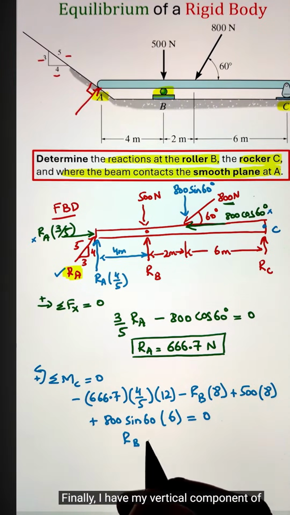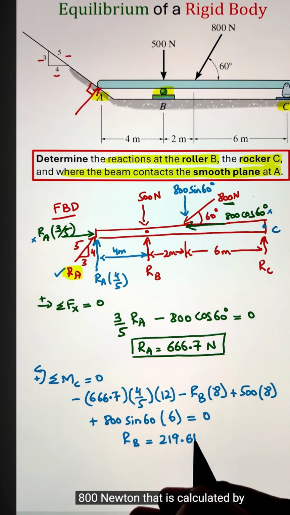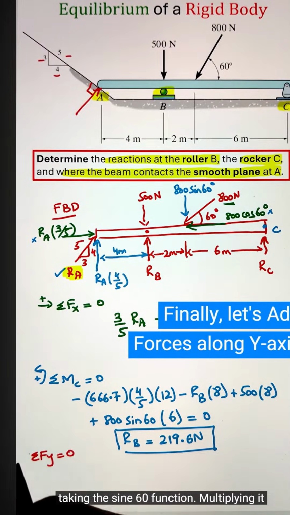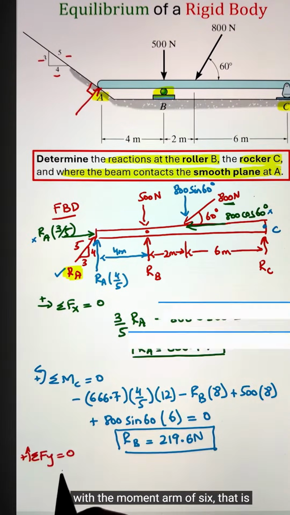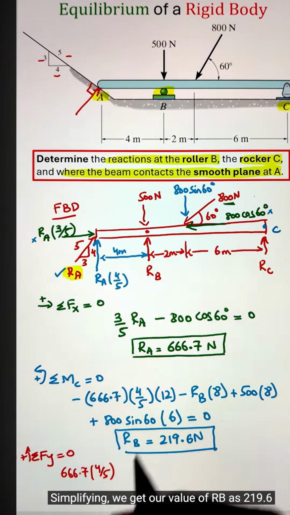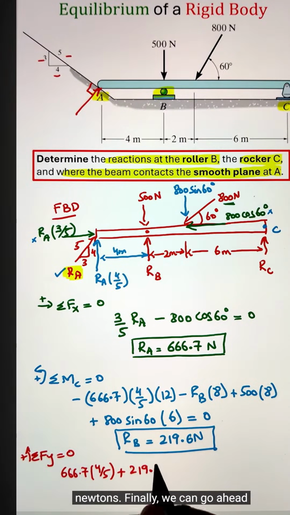Finally, I have the vertical component of the 800 Newton force, which is calculated by taking the sine 60 function, multiplying it with a moment arm of 6. That is going to create a counterclockwise moment. Simplifying, we get our value of Rb as 219.6 Newton.